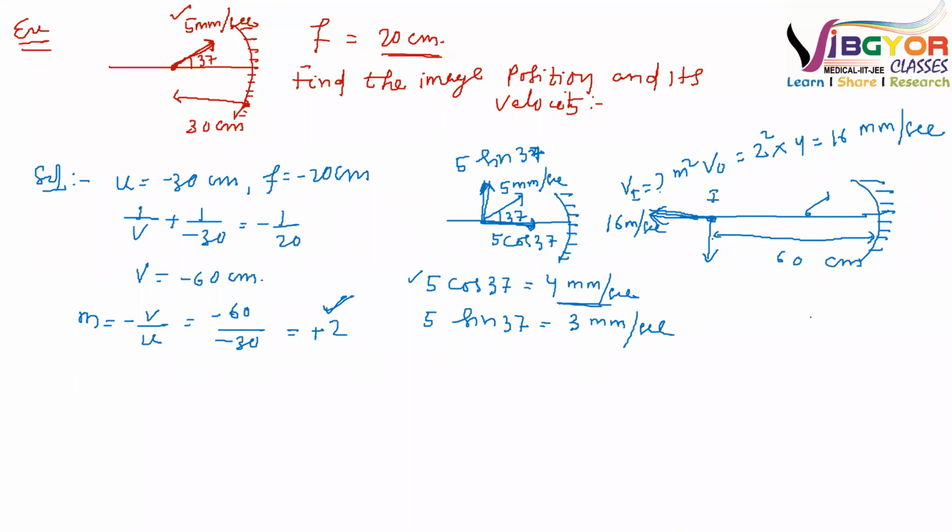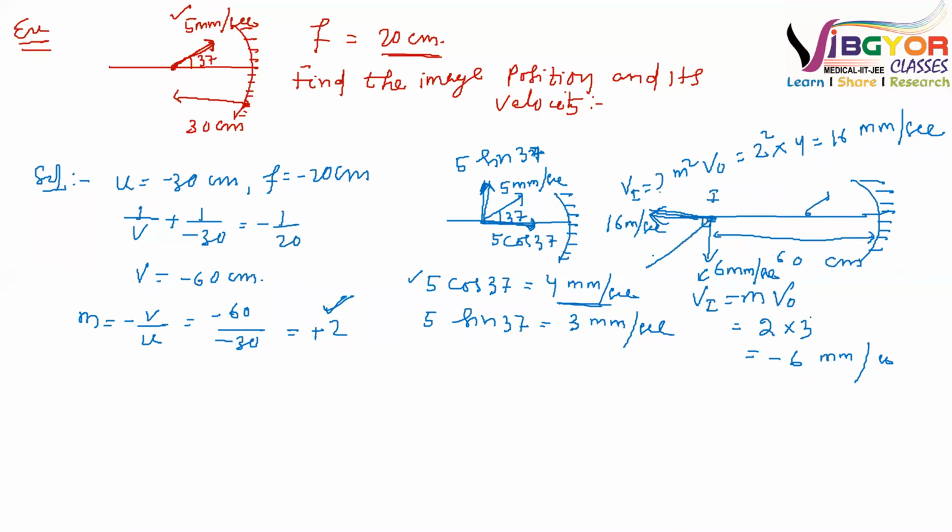And students, if I calculate the image velocity here, velocity of image is equal to magnification times velocity of object. So that will be, this is 3 and magnification is 2, so that will be minus 6 mm per second. So in the vertical direction the velocity will be 6 mm per second, and in the horizontal direction it will be 16 mm per second, and they are at 90 degree.